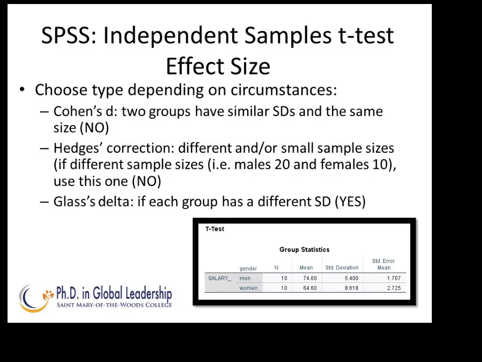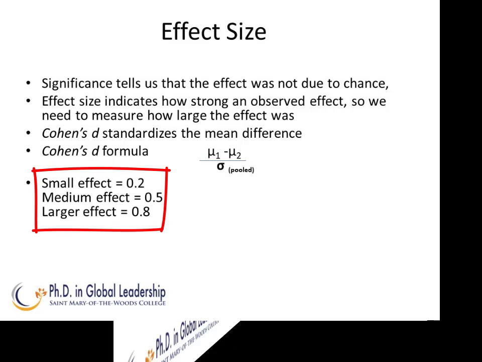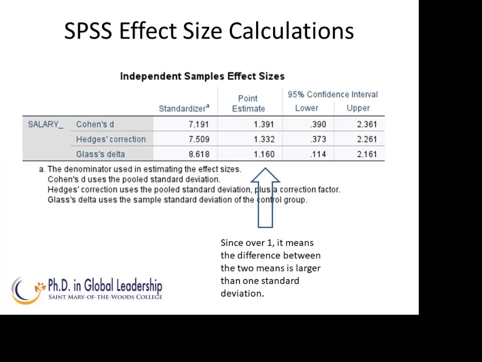Before we move on, just know that Cohen's d breaks down the statistic into what it considers small, medium, or large effect. And additionally, there are tons of online calculators that you can use to calculate effect size. But version 27 calculates all three effects, the Cohen's d, the Hedges correction, and the one we're using, the Glass delta. Since it is over 1, that means that there's a difference. The difference between the two means is larger than one standard deviation.